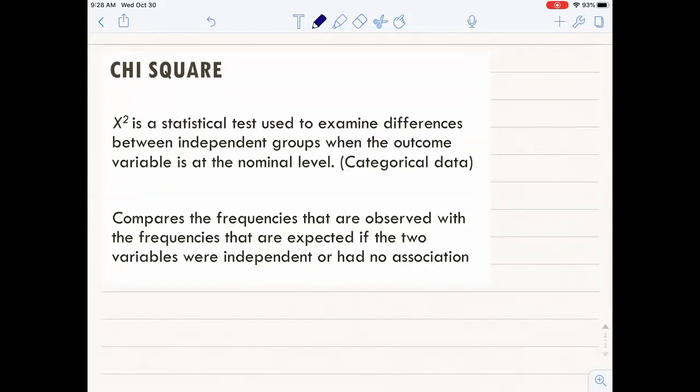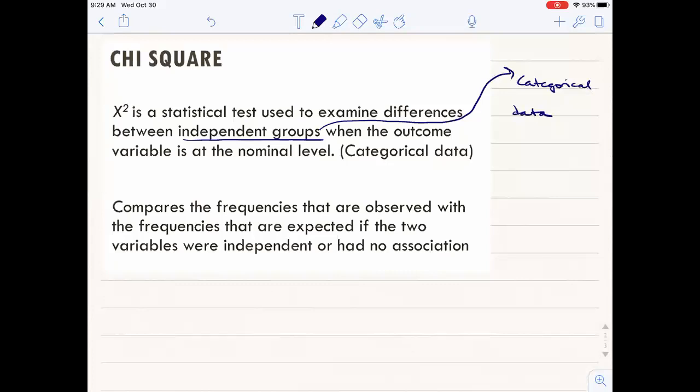So like we said, chi-squareds are to test categorical data, right? So I guess I have it here, but between independent groups, so groups mean that we have categorical data. It also has when the outcome variable is at the nominal level. I would change that because it slipped under my radar, is at the nominal or ordinal.